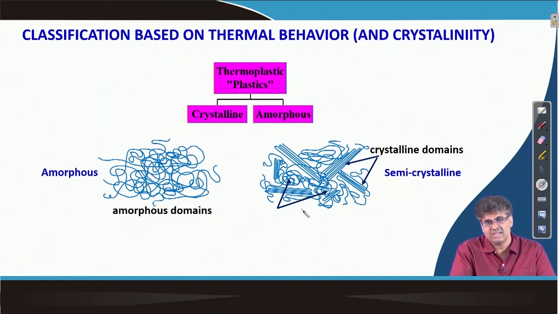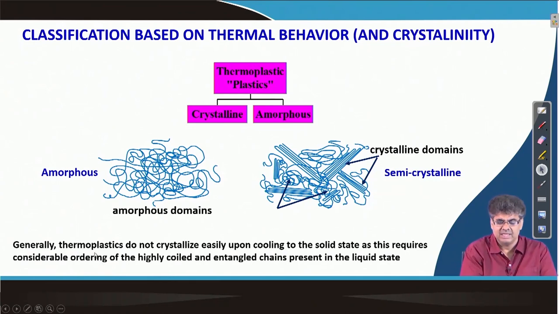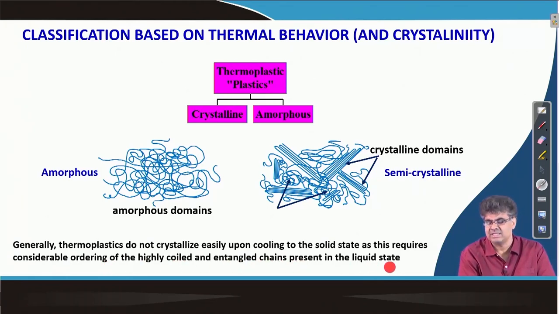As you can appreciate, because of the large molecular weight, large size and entanglement, the polymer chains cannot crystallize 100%. Basically, thermoplastics do not crystallize easily upon cooling to the solid state, and this requires considerable ordering of the highly coiled, entangled chains present in the liquid state.